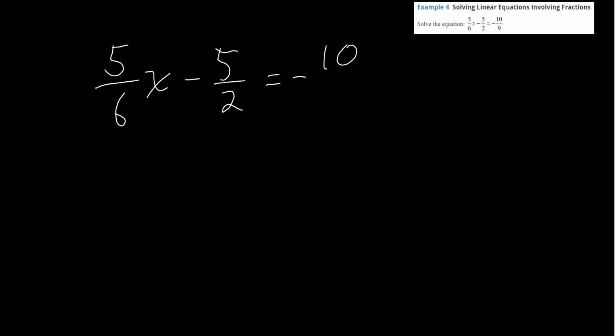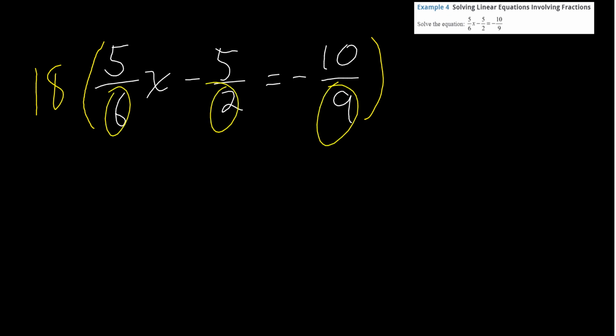So what I'm going to do, right, so 5/6 x minus 5 halves is negative 10 over 9. Okay. So since I know that is my least common multiple, I'm going to multiply this entire problem by that number, 18. Okay, and again, the number 18 is just the smallest number all three of these will go into. And the reason why is because it's going to clear the fractions.